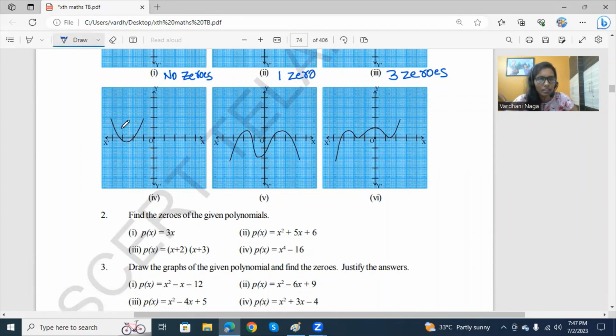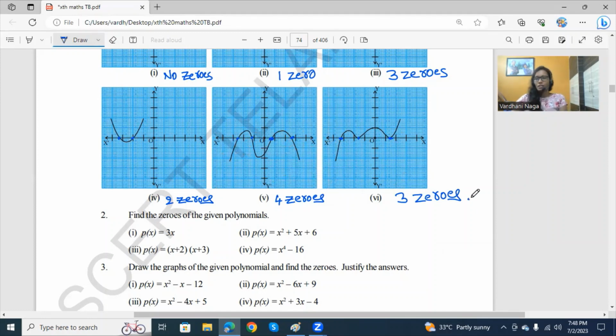This parabola is touching the x-axis at two different points. This is having 2 zeros. Next, this is having 1, 2, 3, 4. We should check only how many times it is touching the x-axis. So it is having 4 zeros. And what about this? 1, 2, 3. So it is having 3 zeros.